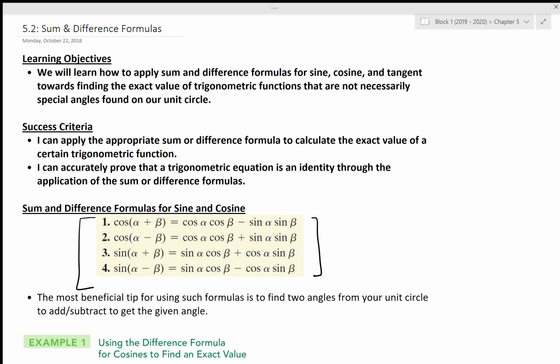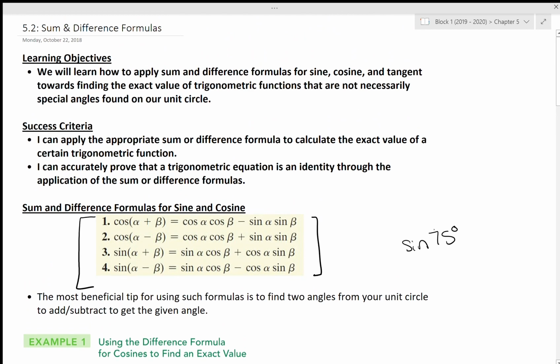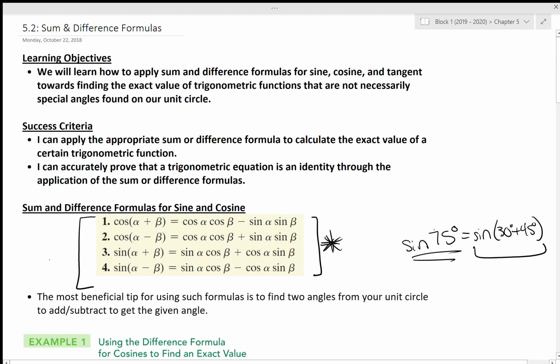Basically, if I have something like sine of 75 degrees, well, I don't have 75 on my unit circle, but two angles that are on my unit circle that can make 75 are, I could use 30 and 45. So basically we could still use our special angles from our unit circle to solve for other types of trig function values using these formulas right here. Okay, so that's what we're going to work on today.